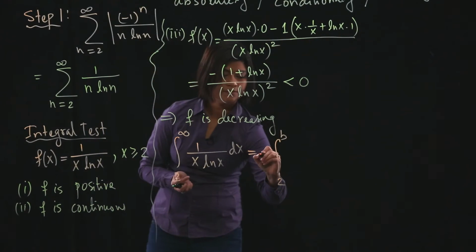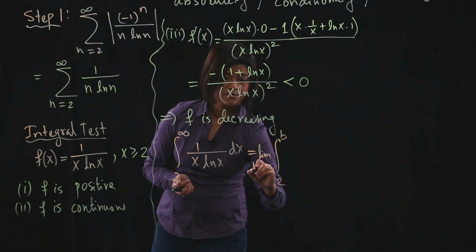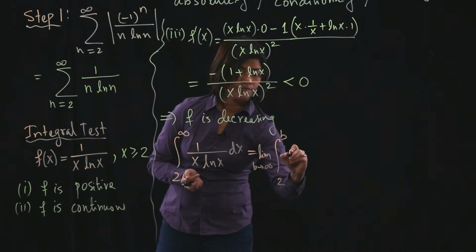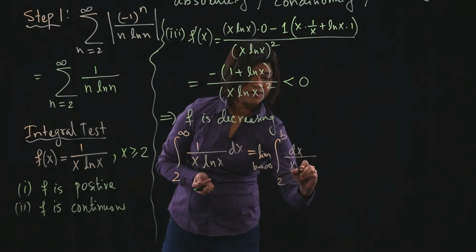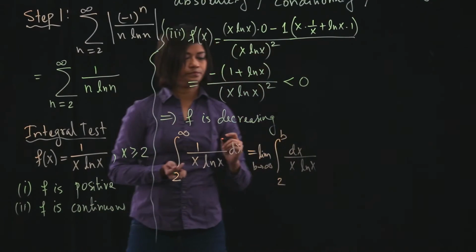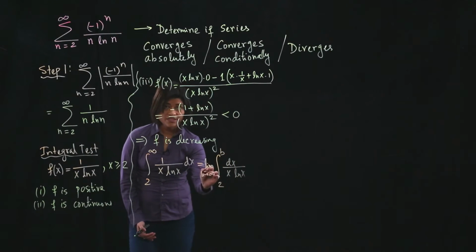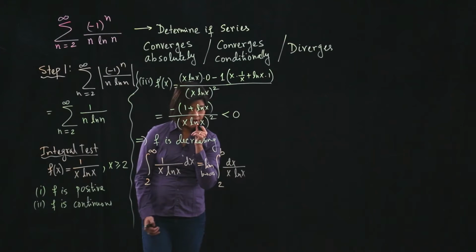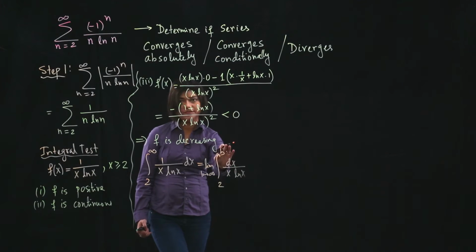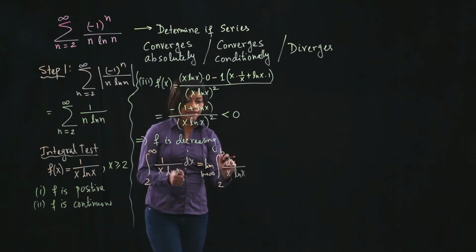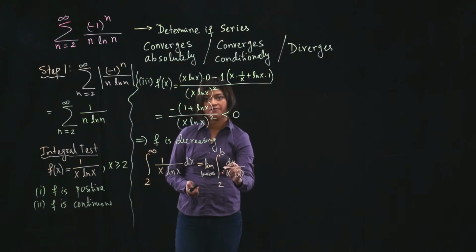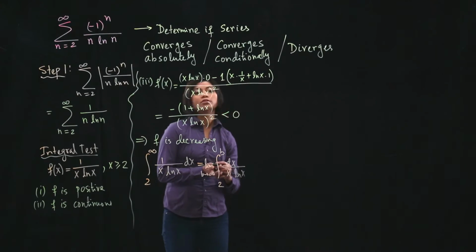Make it 2 to b. Take the limit as b approaches infinity, dx over x ln of x. Okay, so we have to use the limit definition, and this is the setup. Before we solve this definite integral, let's think about how to actually find the antiderivative.